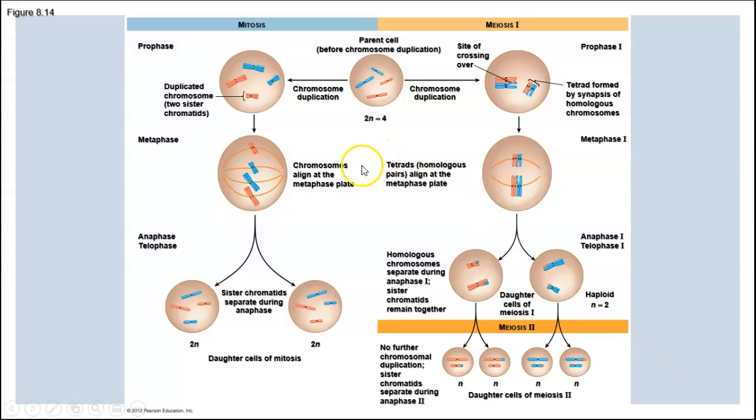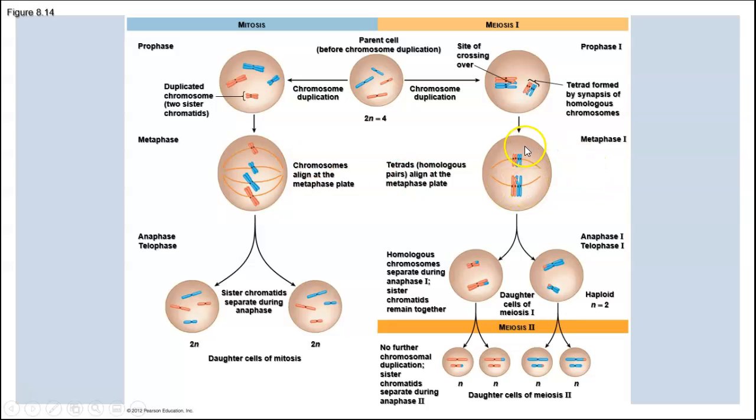Here we have a pictorial comparison between the two processes, and this picture is in your book in chapter 8. Okay, so you can see in mitosis you have the duplicated chromosomes that are made of 2 sister chromatids here, coming from the parent cell. In prophase 1 of meiosis 1, we have the duplicated chromosomes as well. However, the tetrad forms and crossing over occurs during prophase 1. It didn't happen in mitosis.